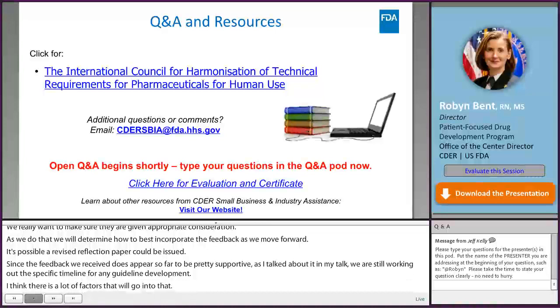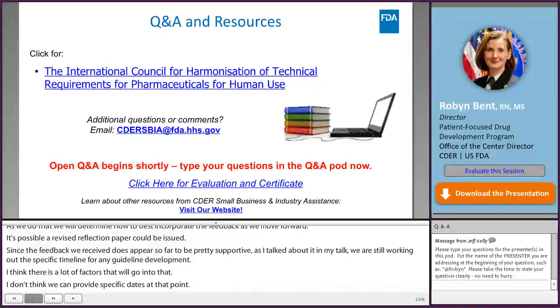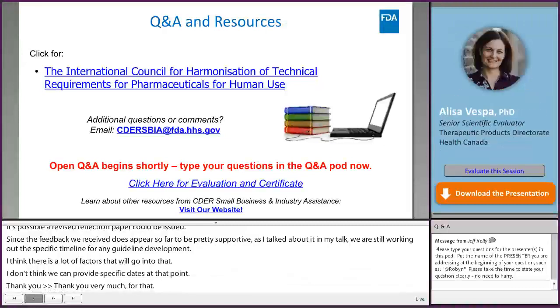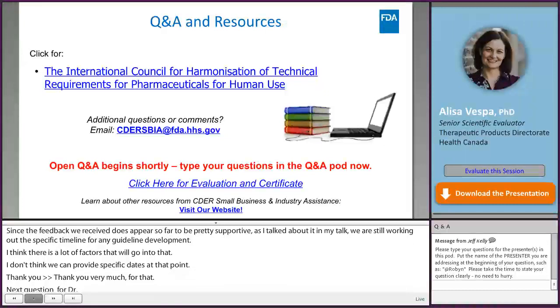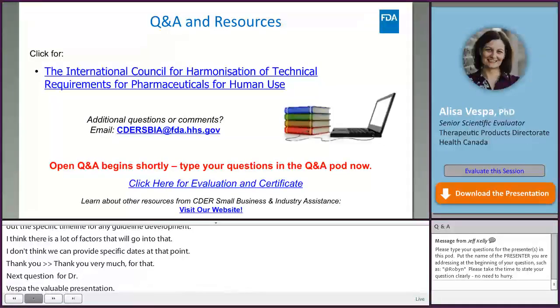And our next questions, we start back with Dr. Vesper. Dr. Vesper, thank you for the valuable presentation. Regarding TBA, PDE is derived considering lifetime exposure. If a drug exposure is up to 30 days, can factor F3 reduce accordingly?